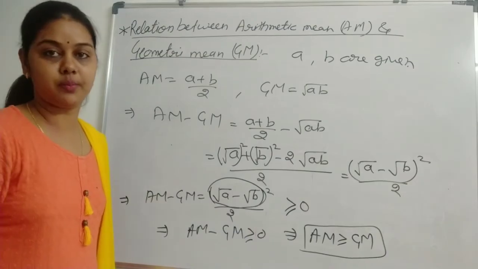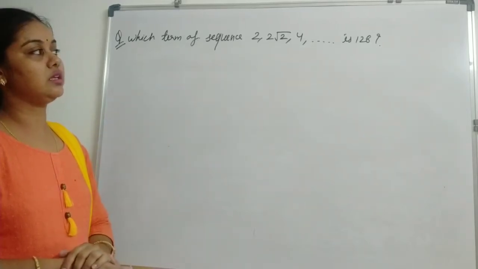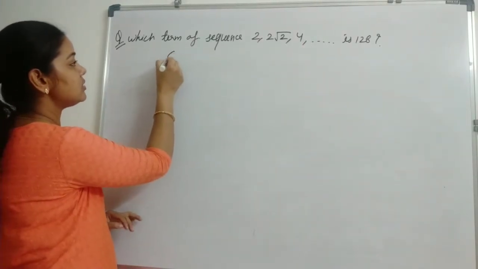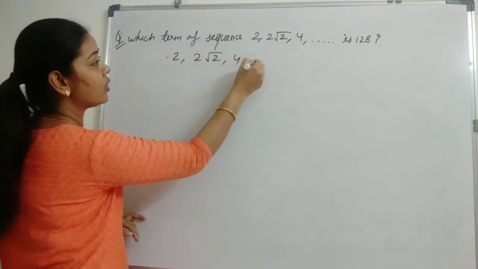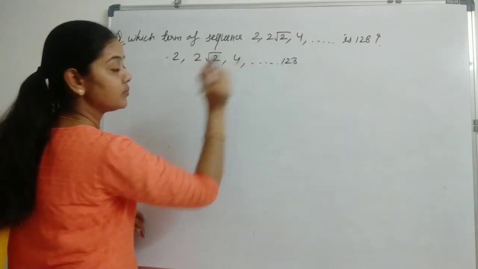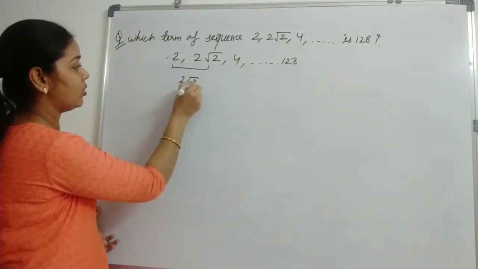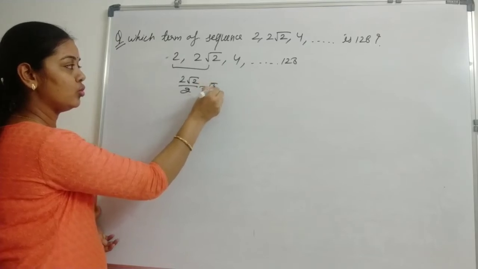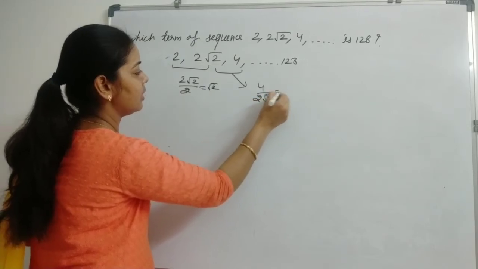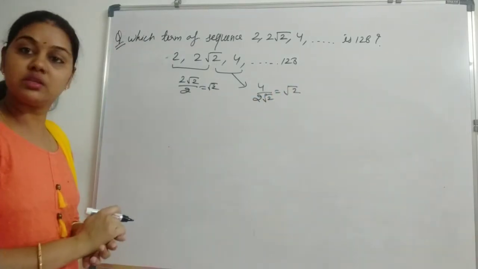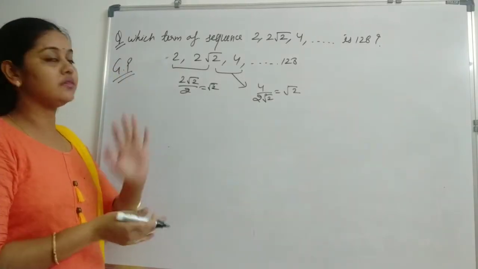Now come to some numerical problems. The question given to us is, which term of the sequence is 128? What sequence is given to us? It is 2 root 2, 4, up to 128. Now look at this. The ratio between two terms, 2 root 2 upon 2, is root 2. Again, the ratio of these two terms, 4 upon 2 root 2, equals 2. The ratio is the same. It means the given sequence is a GP. Okay? The given sequence is a GP.